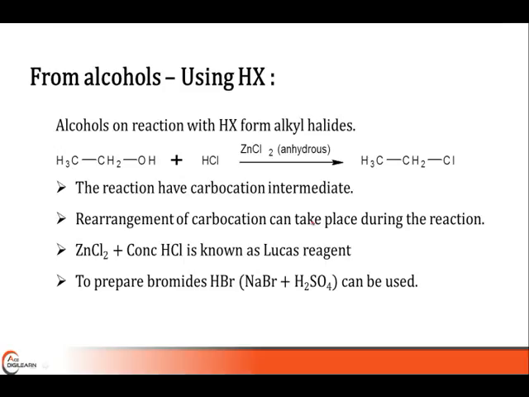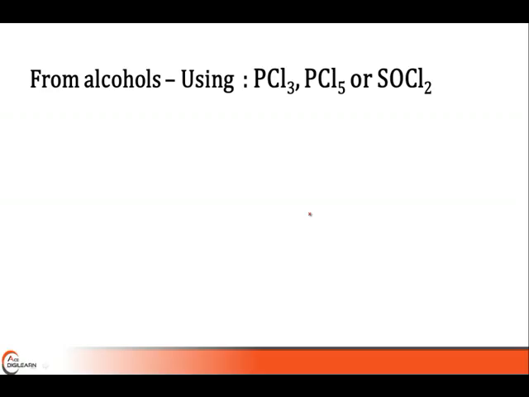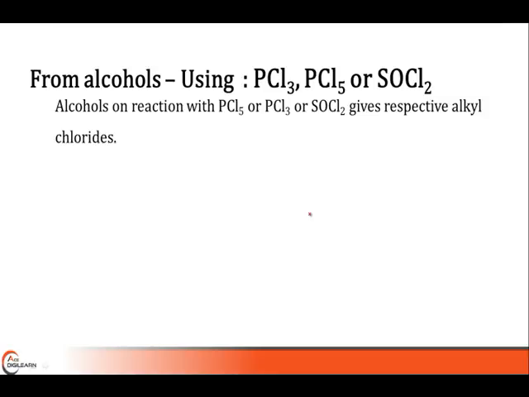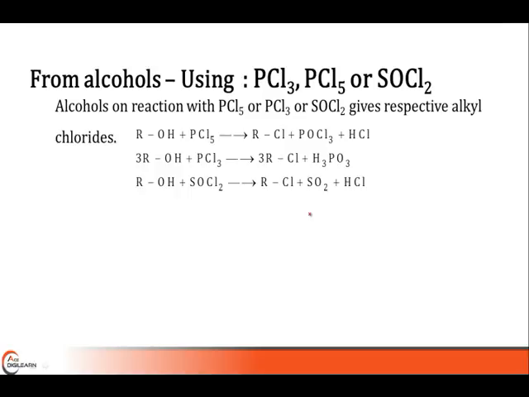To prepare bromides, we can use NaBr and H2SO4, which can produce HBr. And to prepare iodides, we can use NaI and H3PO4. Using PCl3, PCl5, SOCl2, starting from alcohols. Alcohols on reaction with PCl5, PCl3, SOCl2 give respective alkyl chlorides. And these are the general reactions for all the three cases.